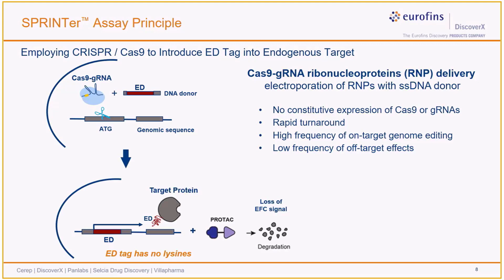In our assay platform, the endogenous ED target fusion protein produces a moderate to high basal level of EFC signals. Upon interaction with protein degraders, such as PROTACs shown here, the ED fusion protein is subsequently degraded, resulting in loss of EFC signals.